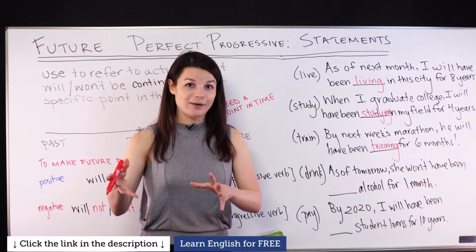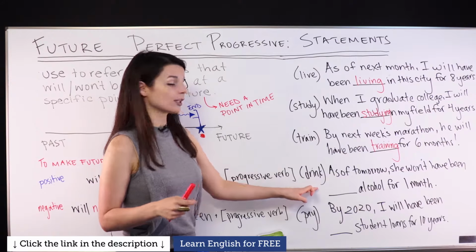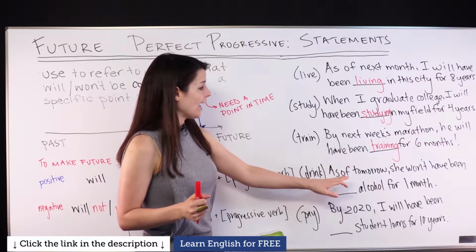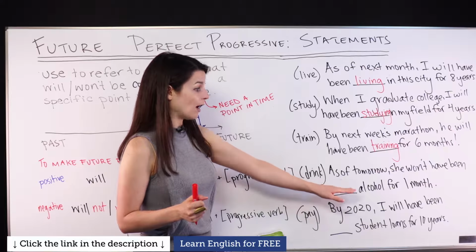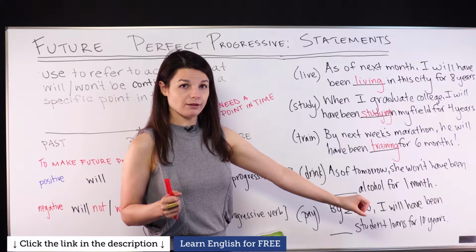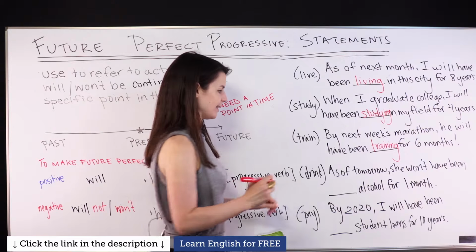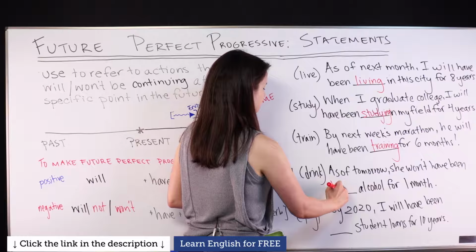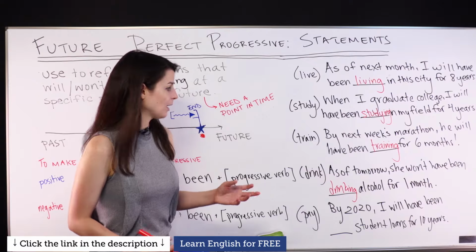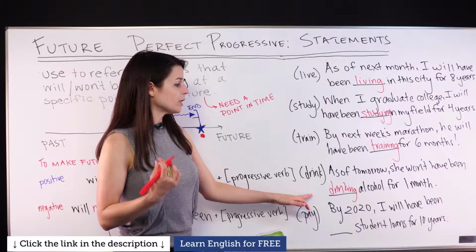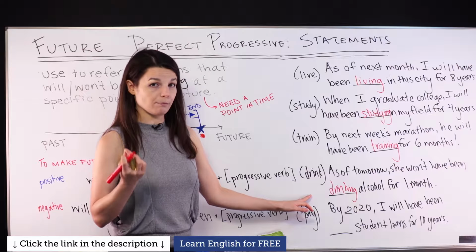So with that in mind, let's take a look. The verb here is drink. As of tomorrow, she won't have been something alcohol for 1 month. So let's finish the sentence first. The verb is drink. So the progressive form is drinking. As of tomorrow, she won't have been drinking alcohol for 1 month.